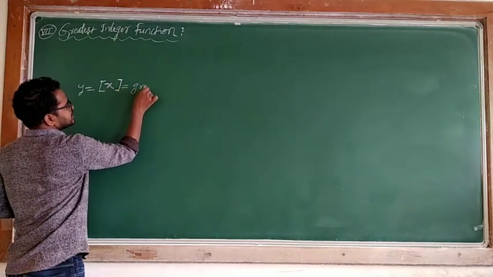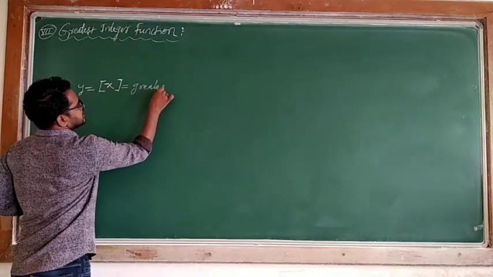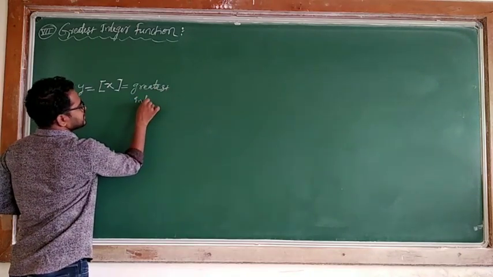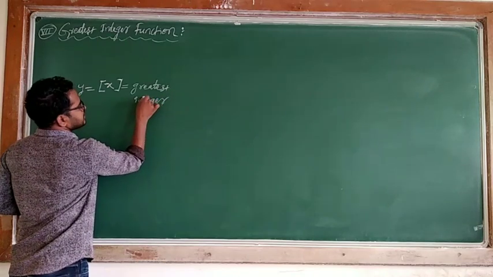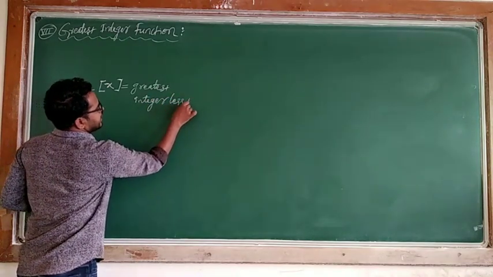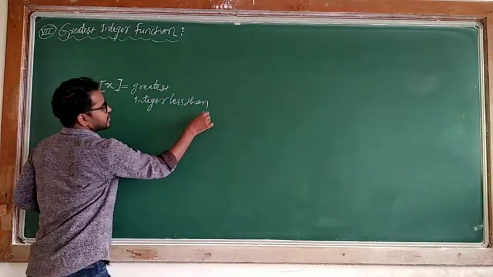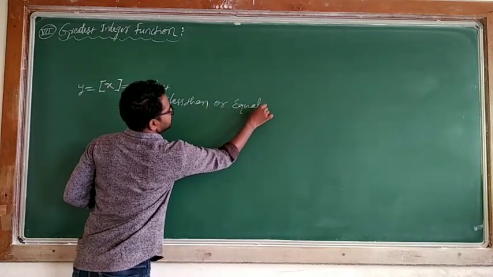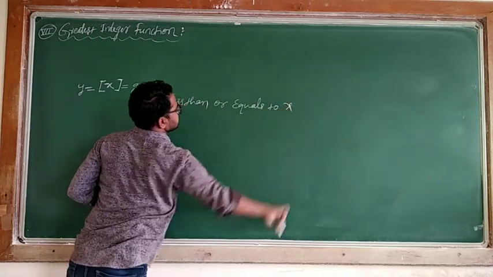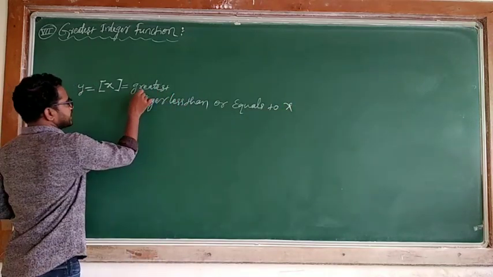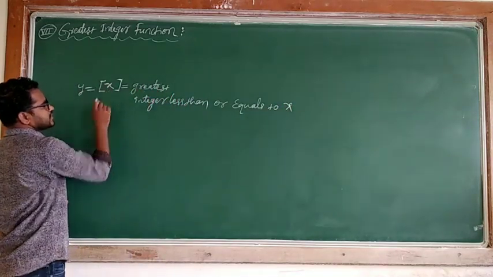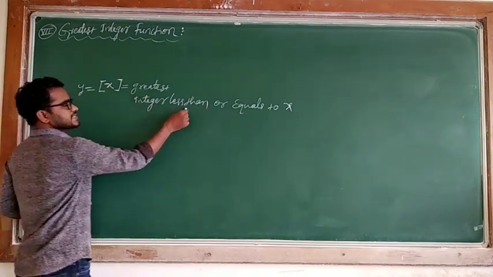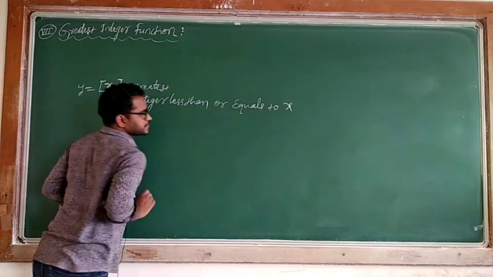We call this the greatest integer less than or equal to x. Listen here. What y value will you get? The greatest integer less than or equal to x.